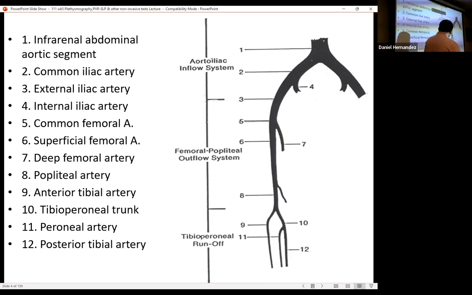Once you get down below the popliteal, they refer to these as runoff. That's your posterior tibial, peroneal, anterior tibial, dorsalis pedis. Dorsalis pedis is not on there. It would be an extension of your anterior tibial. So anterior tibial is most lateral, posterior tibial is most medial, with the peroneal between. So this is like the patient's right leg. This is the most lateral, most medial.